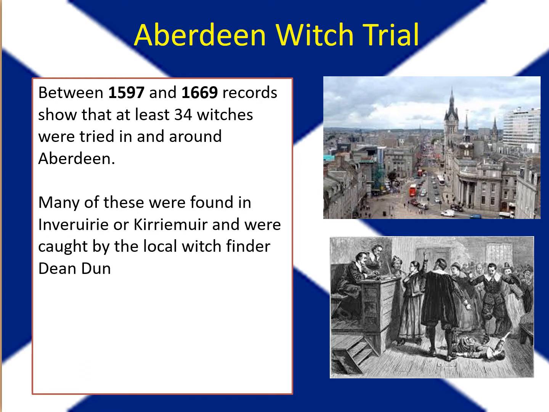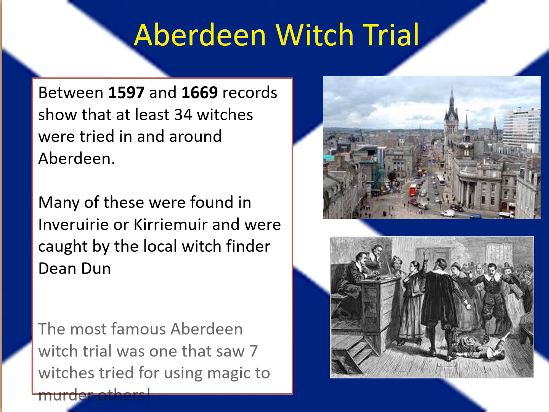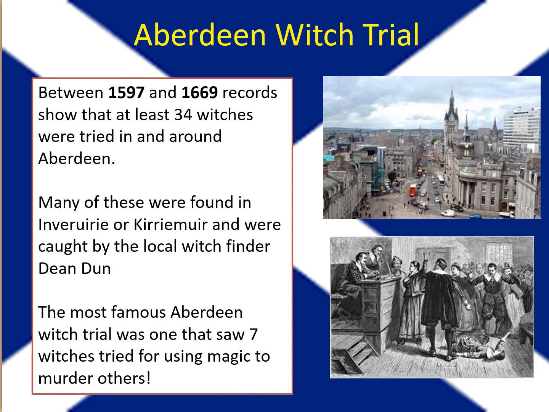Now, many of these were found in Inverurie or Kirriemuir and were caught by a local witchfinder who was called Dean Dunn. Now, the most famous Aberdeen witch trial was one that saw 7 witches tried for using magic to murder others. So we have a strong connection here in terms of Kirriemuir, that a lot of the witches were apparently found in Kirriemuir and then taken up towards Aberdeen to be trialled.